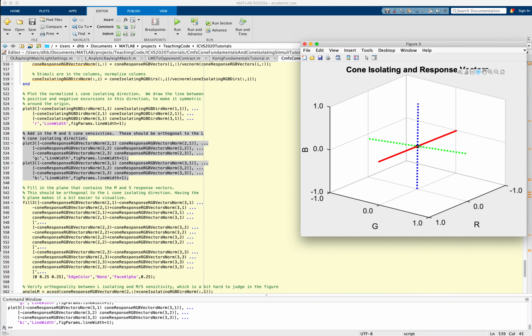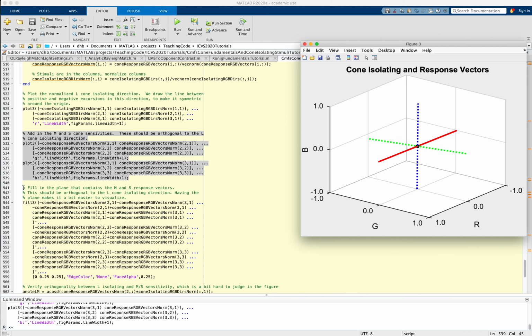And here they are. And what ought to be true, since the way I compute responses is that I take the dot product of the response sensitivity vector and the stimulus vector, is that the L cone isolating direction is supposed to produce 0 response in the M and the S cones. Geometrically, that means it ought to be orthogonal to those 2 response vectors. If it's not orthogonal, when I take the dot product, I'll get something that isn't 0. And that means that something isn't right, because this stimulus vector is supposed to have no effect on the M and the S cone mechanisms represented by their sensitivity vectors.